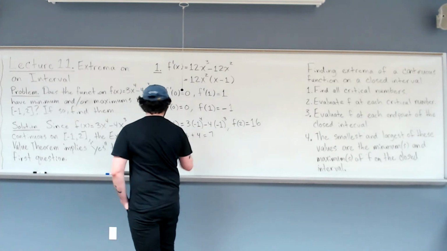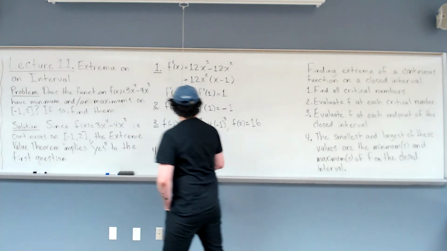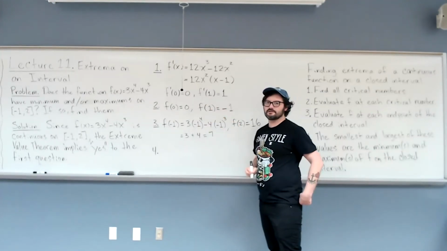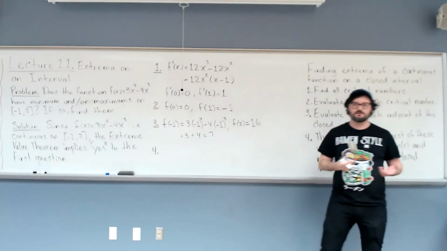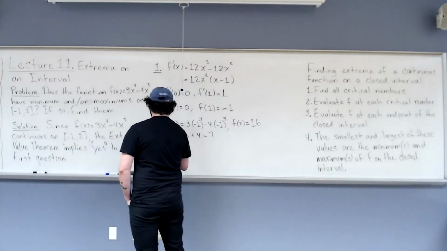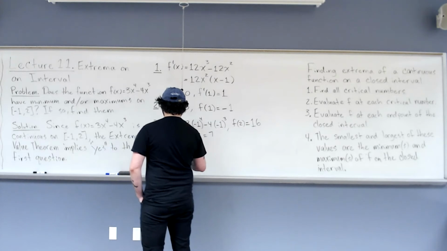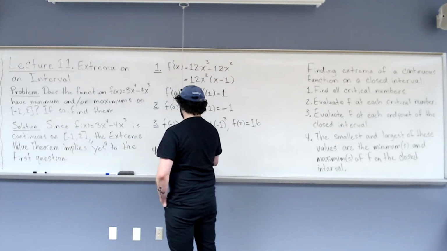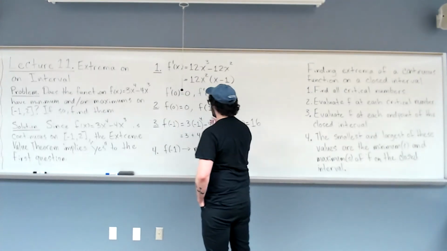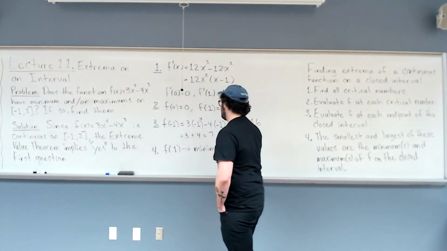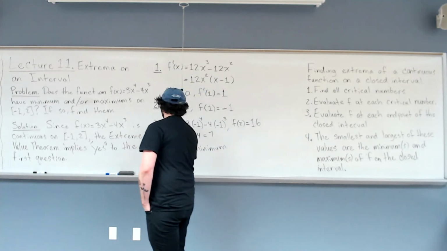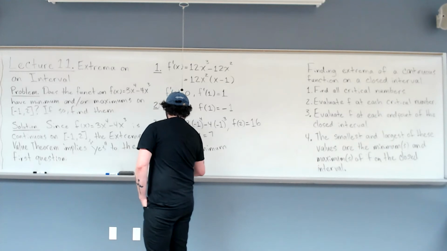All right, so then part 4, we have all these things to choose from, right? We have 7, 16, -1, and 0, right? The minimum is the minimum of the function over that interval. The maximum is the maximum. So f of 1 equals -1, right? So this is a minimum. And then f of 2 is the maximum.